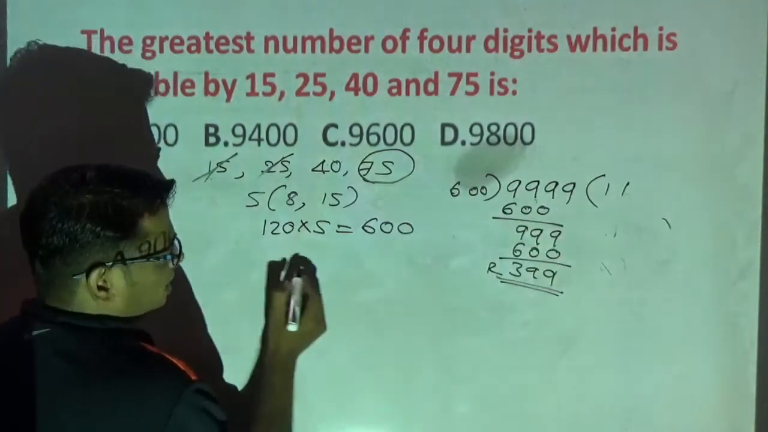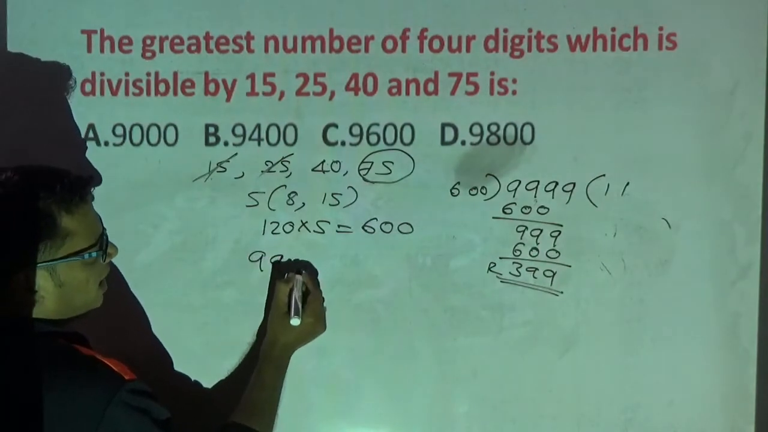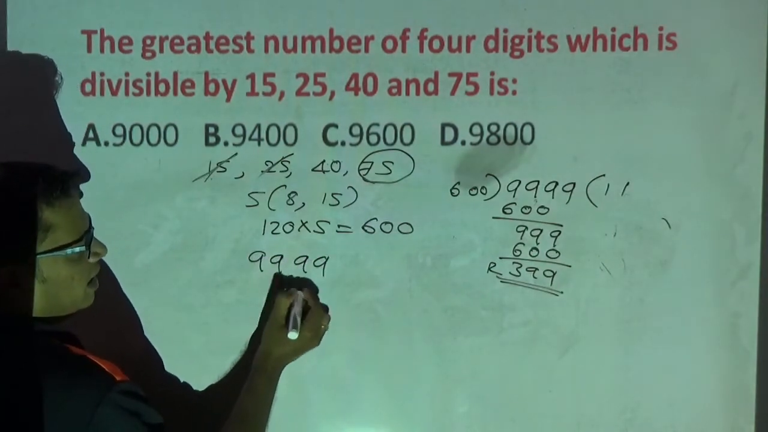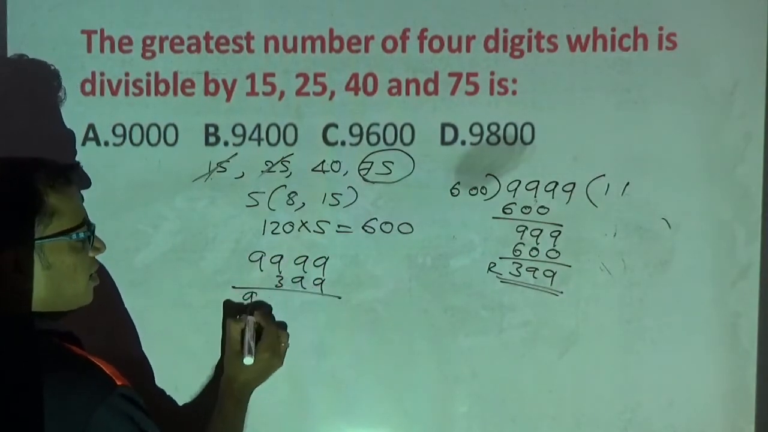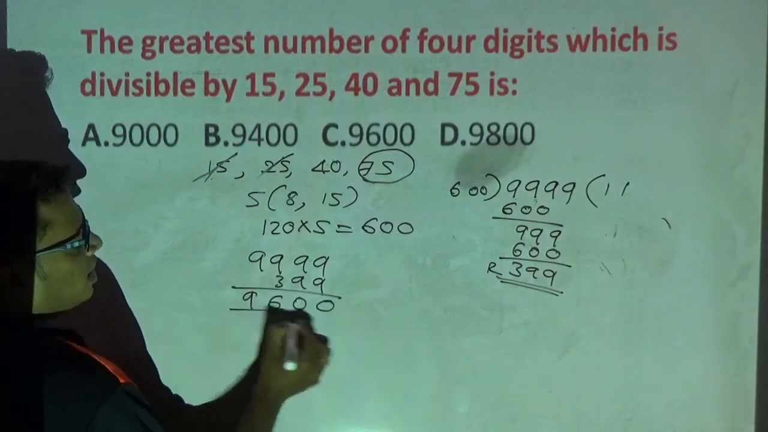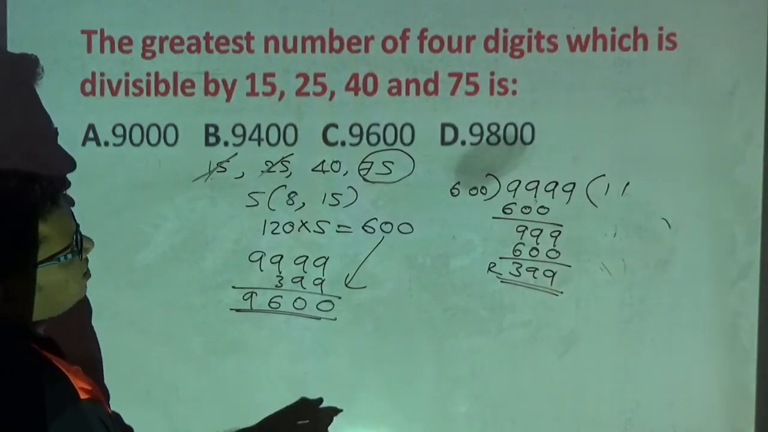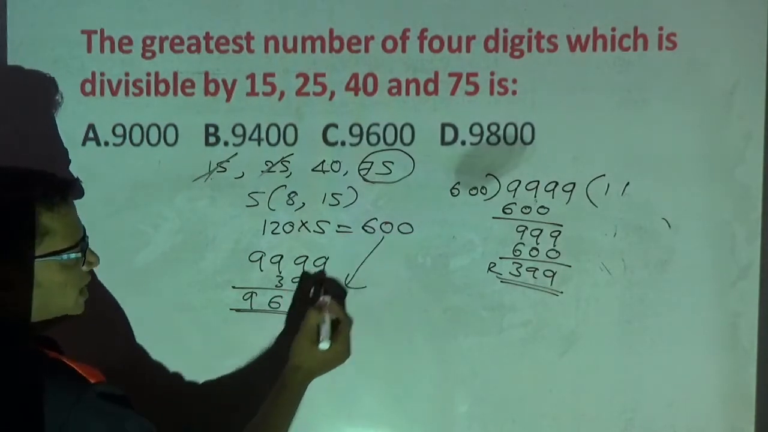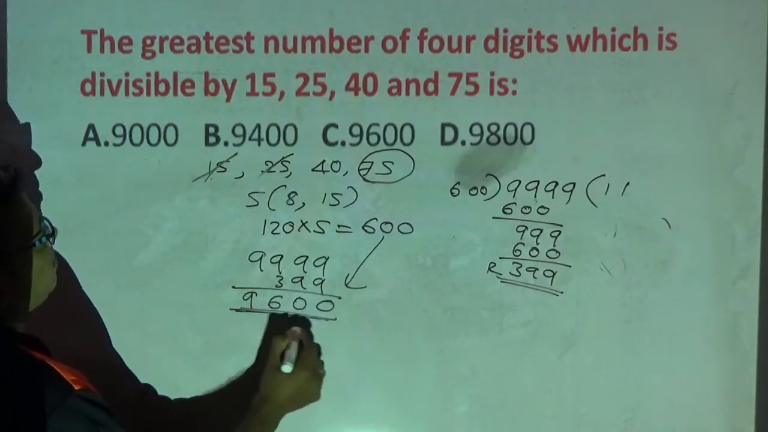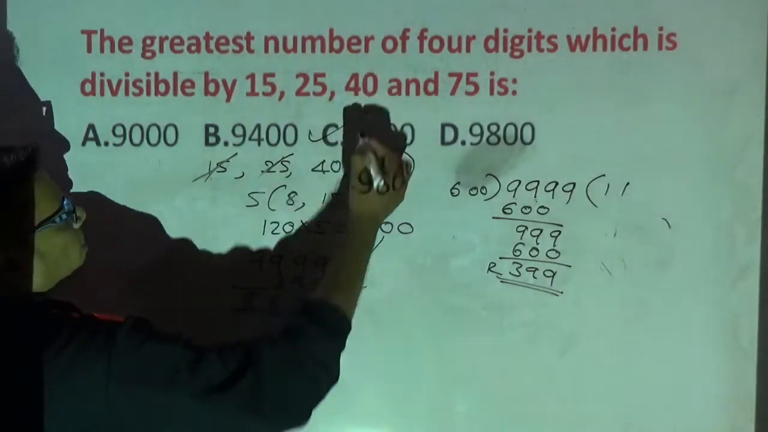When will it become exactly divisible? When I subtract 399 from it. So what is your answer? 9600. So the largest 4-digit number which is a multiple of 600 is 9600. Option C.